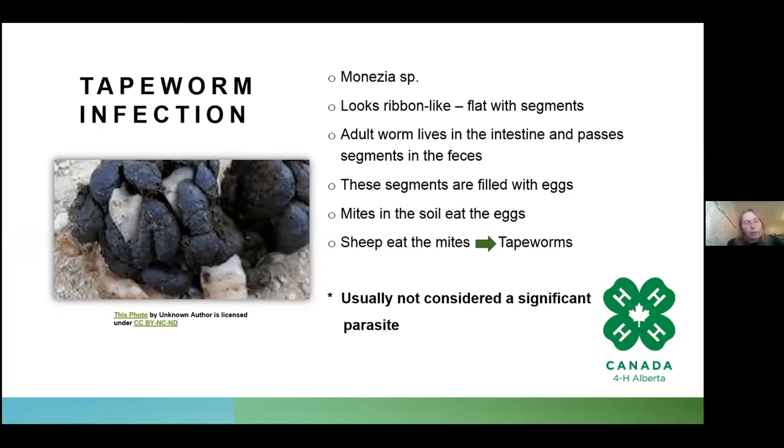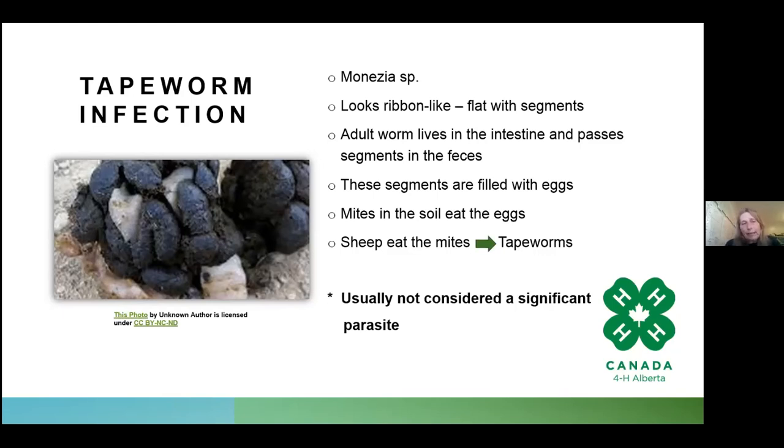Tapeworms are very interesting looking things. They are ribbon-like, they're very long, they have a head that has suckers on it so that it can attach to the insides of the intestines, and then the rest of its body is flat and made out of segments. And it kind of flows along the intestine all the way down.